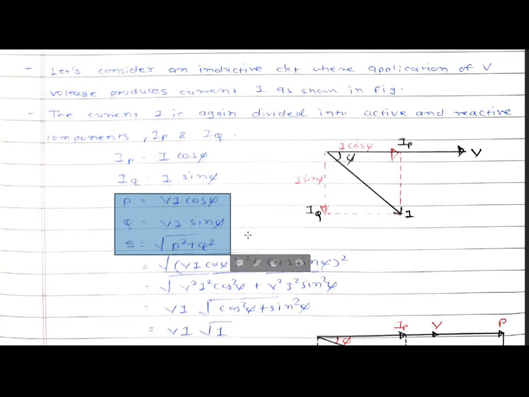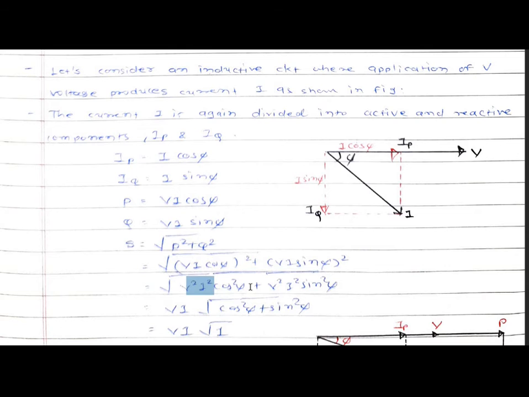Active power P is equal to VI cos phi and reactive power Q is equal to VI sin phi. So S is equal to the square root of P squared plus Q squared. Put the values of P and Q from the above equations into this equation. So we will get the square root of (VI cos phi) squared plus (VI sin phi) squared. Simplifying again, this is the square root of V squared I squared cos squared phi plus V squared I squared sin squared phi.